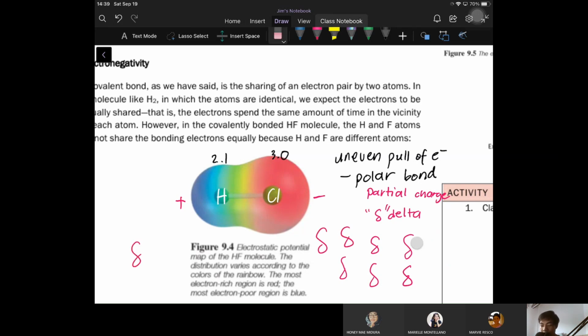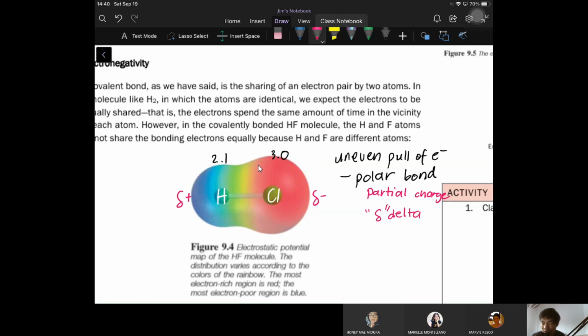So, we will indicate the charges as partial charges, delta. Kahit 8, wag nyo ituloy yung 8, putol na 8 siya. And so, partial negative kay chlorine, partial positive kay hydrogen. Again, bakit negative kay chlorine? Because this is more electronegative than the hydrogen. The partial negative charge will be assigned to it. So, negative sa kanya, ito positive, kasi mas mataas ang electronegativity.